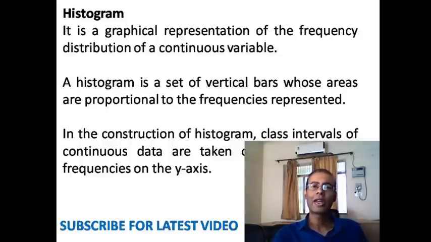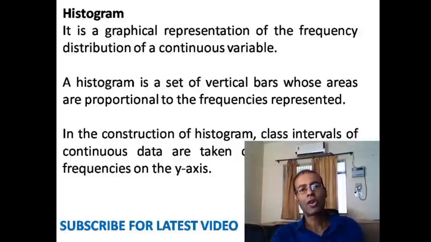It is a graphical representation of the frequency distribution of a continuous variable. A histogram is a set of vertical bars whose areas are proportional to the frequency of the variable which is represented with the help of these bars. All these things were already discussed in the earlier video, so for more clarification you can watch those videos.